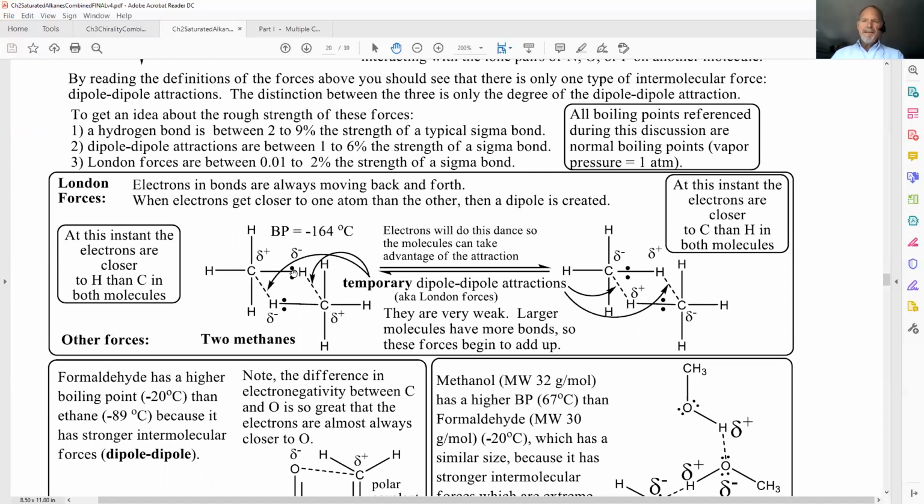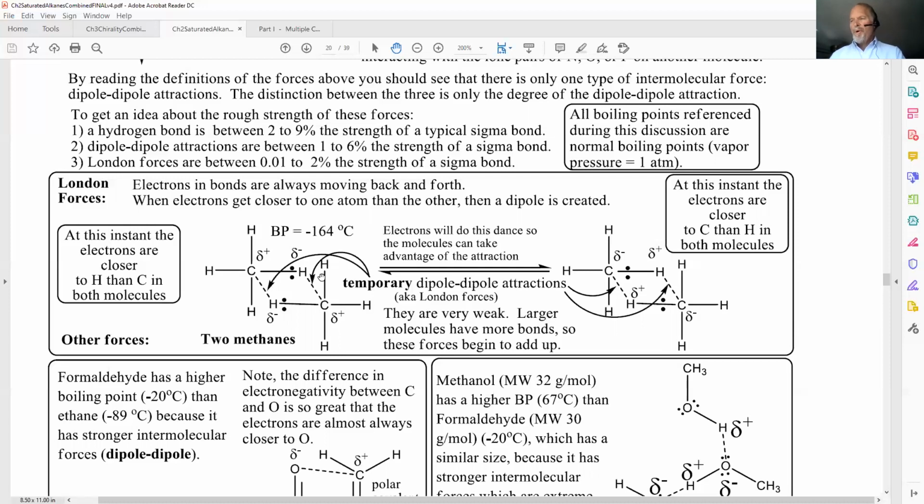So at this given instant in time, we have a temporary dipole where the electrons happen to be closer to hydrogen. That makes the hydrogen feel slightly negative. At this particular instant in time, in this bond where the electrons are closer to hydrogen, carbon feels a little bit positive. If there's another methane molecule, which is what this is, it will align itself to take advantage of that. If it has a similar temporary dipole, it's going to put its slightly negative hydrogen underneath the carbon here, and this slightly positive carbon underneath the hydrogen here. And these dipoles are temporary.